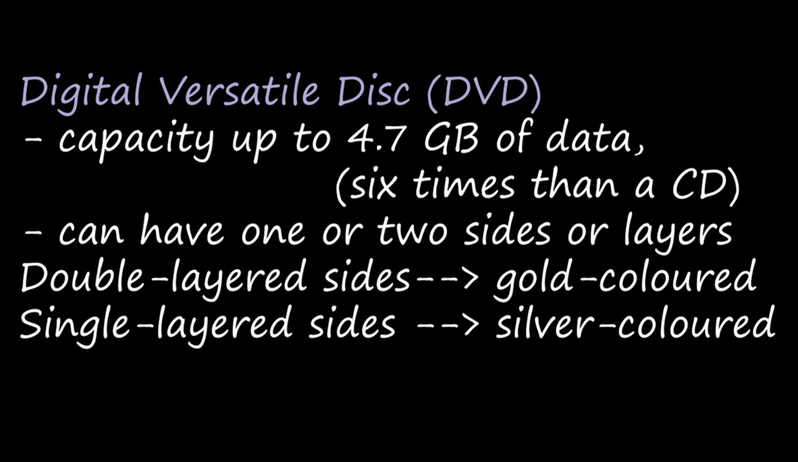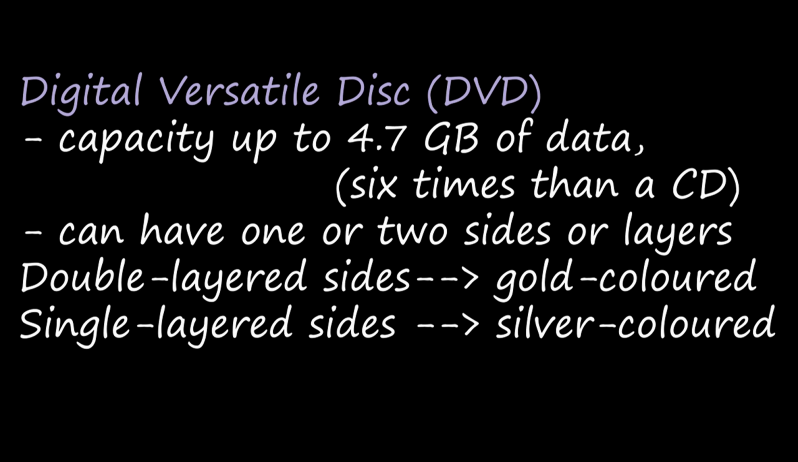The number of sides and the number of layers will determine the capacity of this DVD. That only determines how much data it can hold. If it is double layered, it will usually be gold colored. If it is single layered or single sided, it will usually be silver colored.